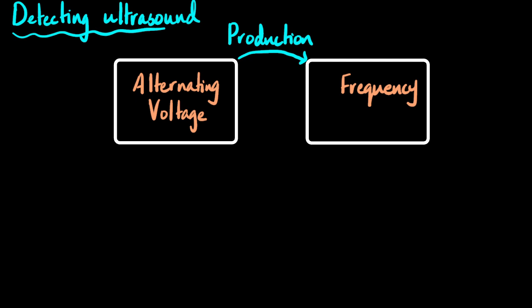And when we talk about the detection, the reverse process takes place, which is that if you have a certain frequency of ultrasound waves being incident on the piezoelectric crystal, you will get an alternating voltage. And this voltage can then be processed for further information. So let's also make a small visual aid. If this is the alternating voltage which is applied, then we get the frequency of some certain ultrasound waves.